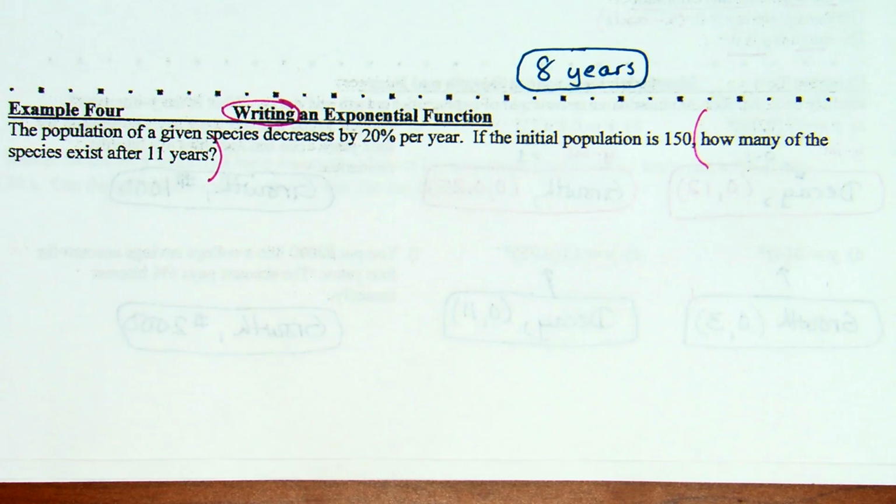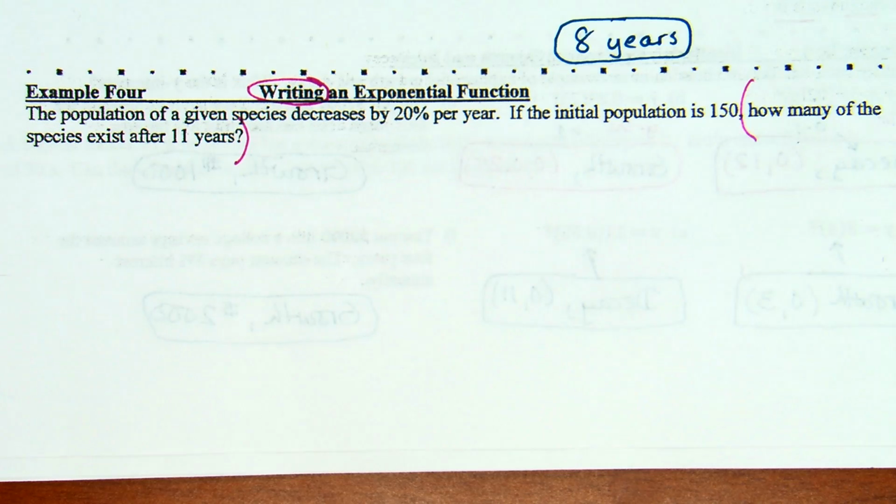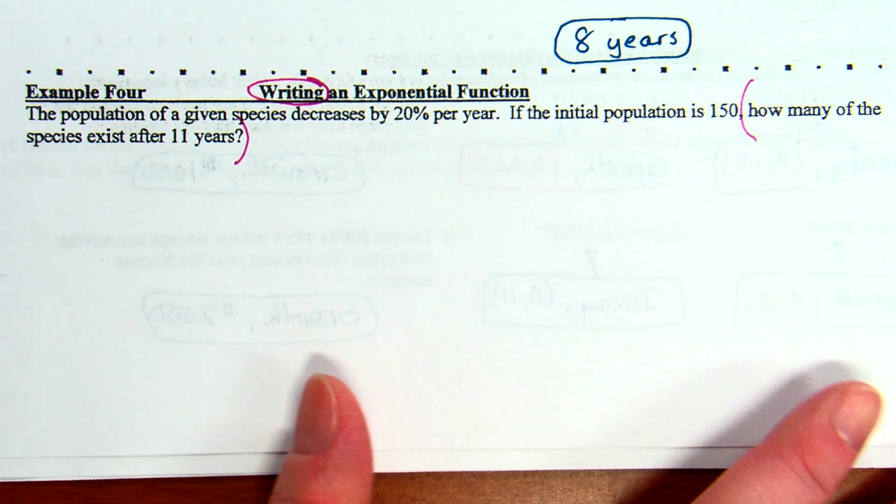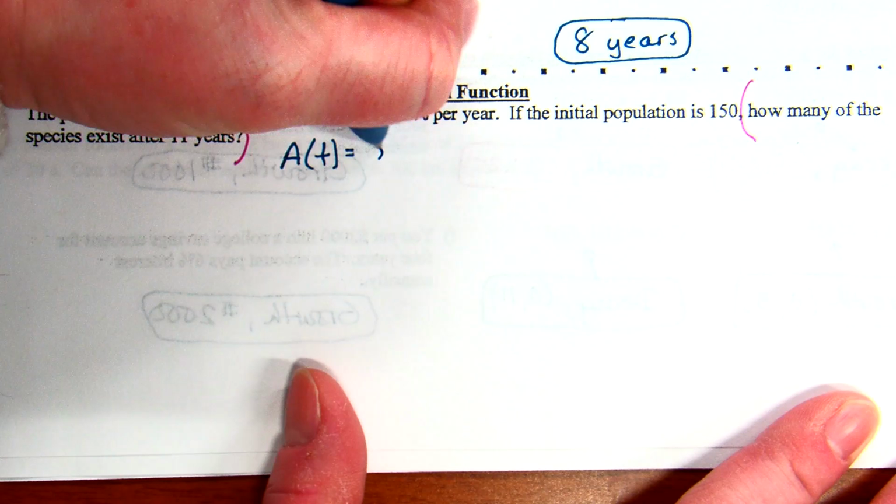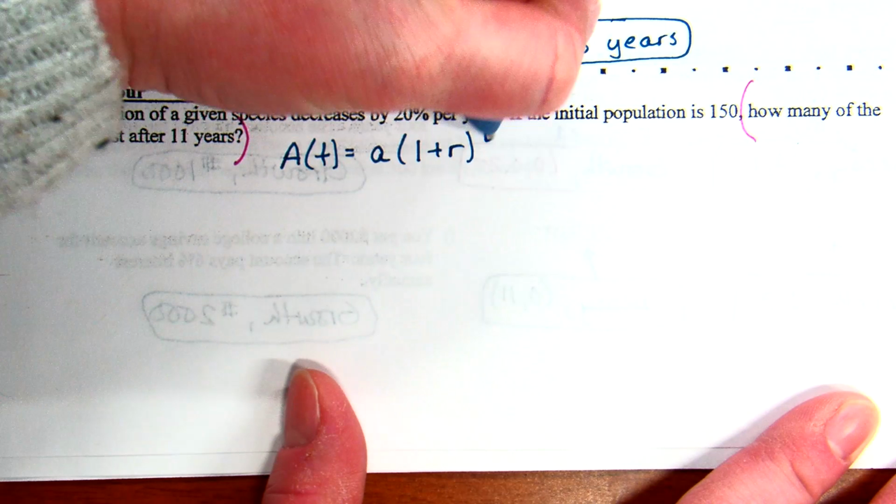So here's what I'm going to say. For the moment, don't read past 150. Because I want us to practice writing an equation based on the beginning part. The population of a given species decreases by 20% per year. Initial population is 150. We have a formula to use, right? Same formula we've been using all day. A of t equals A times 1 plus R raised to the power of t.